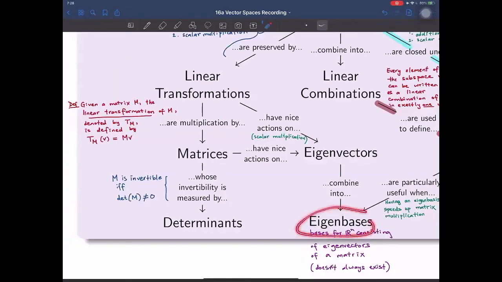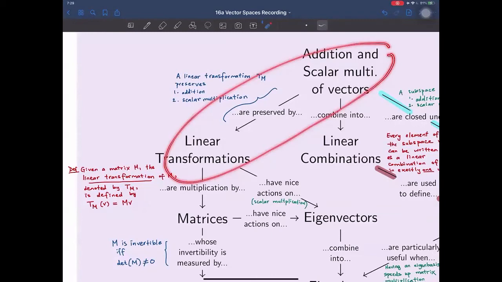An eigenbasis consists of eigenvectors. These are vectors in which matrix multiplication acts in a nice way, but matrix multiplication is just an application of a linear transformation. A linear transformation can be defined in terms of addition and scalar multiplication again. So everything boils down to addition and scalar multiplication of vectors. This is the fundamental idea of this class.